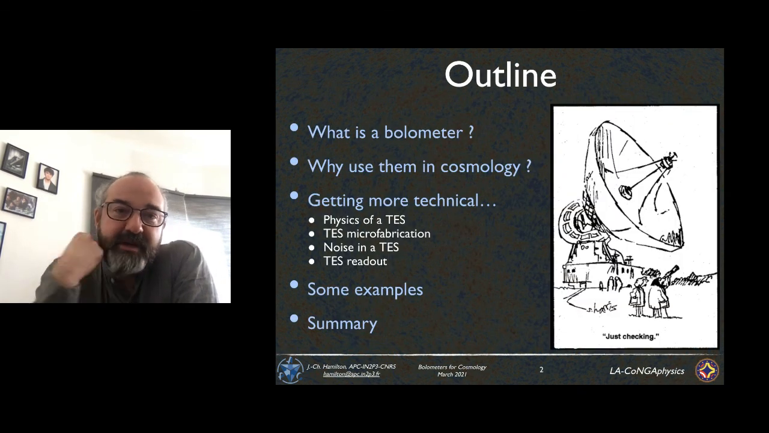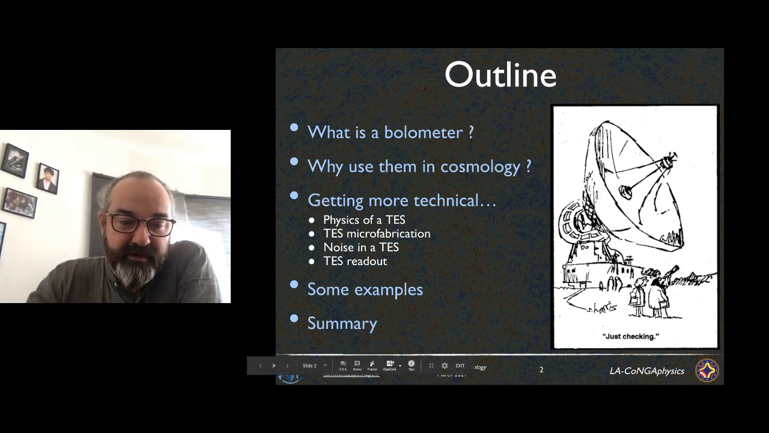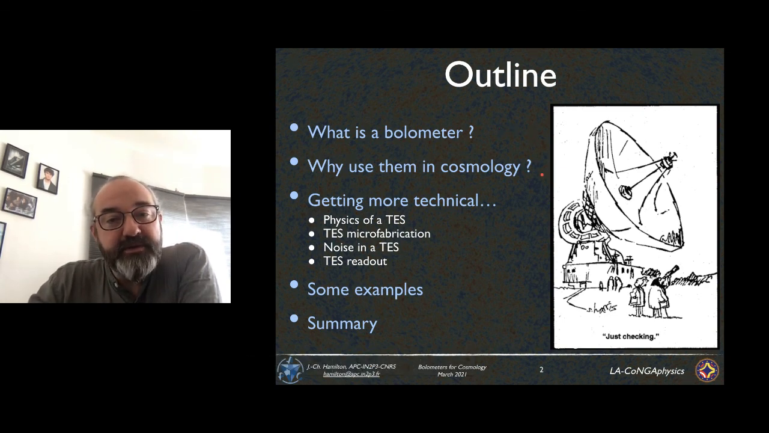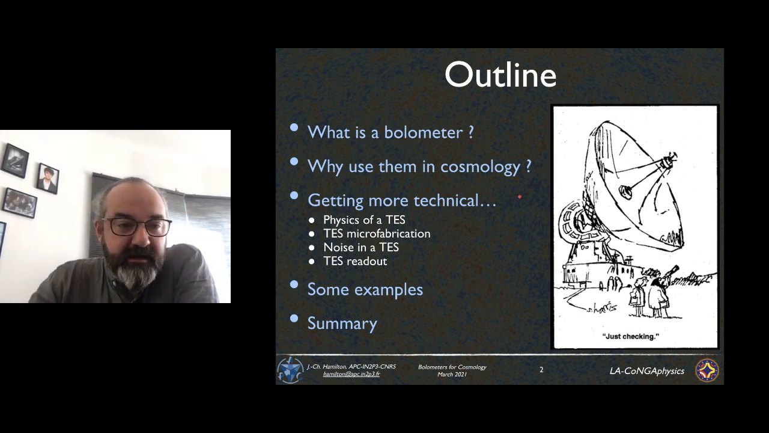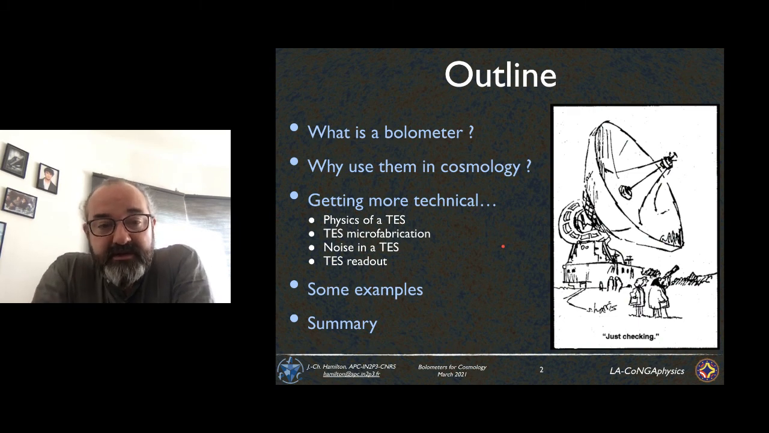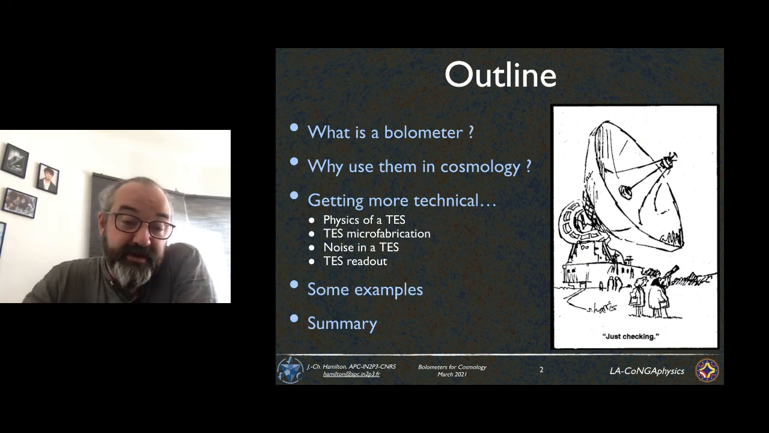So the outline of the talk is given here. First point, we will discuss what are bolometers, and then we'll see how we use them for cosmology, and this will be very basic considerations. Then we'll get a little bit more technical, trying to understand the physics of some kind of bolometer called TES, transition edge sensors. We'll see how we can fabricate them. The process is rather complicated. Then we'll look at the details at the noise in a transition edge sensor. And one of the issues with bolometers is reading them, and we'll discuss that shortly at the end. We'll see some examples to finalize, and then we will conclude.